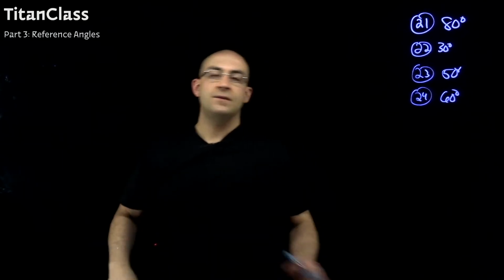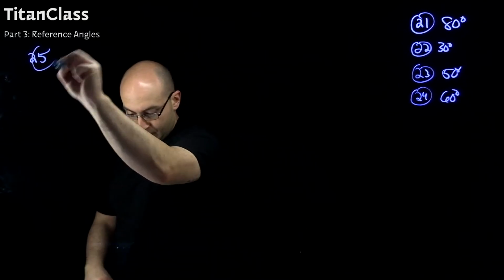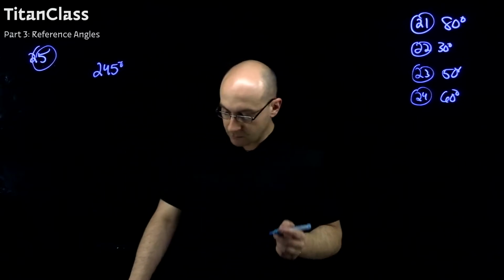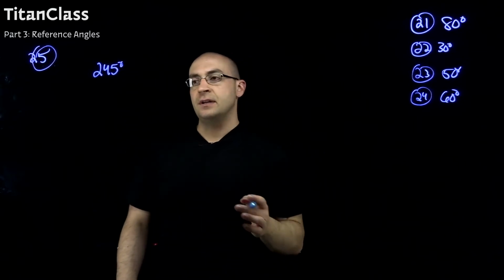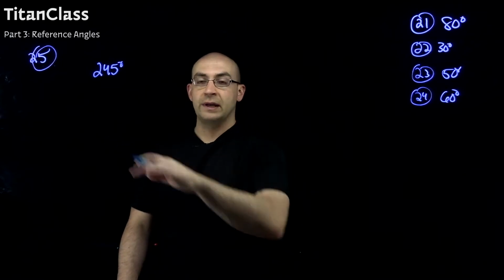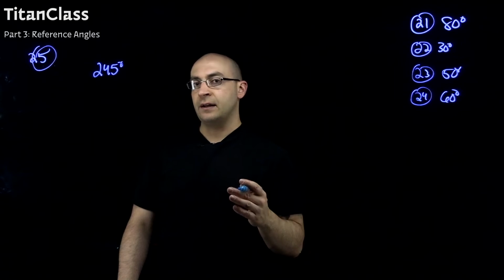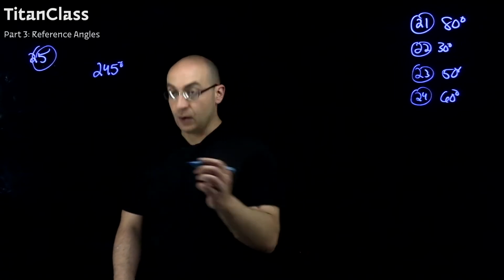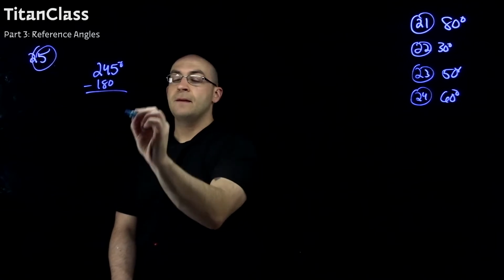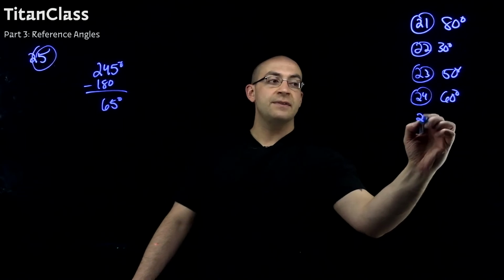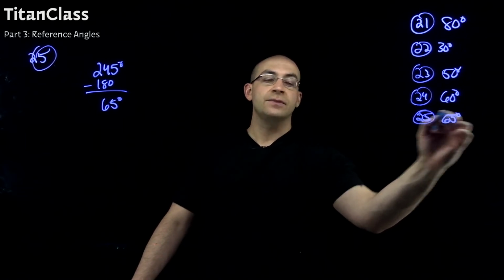Okay, 25, 245 degrees. Well, 245 degrees is not close to 360, but it's certainly more than 180. If it's more than 180 and it's not exactly 360, I can just subtract out my 180s, which leaves me with 65 degrees, which is the answer. 65 degrees is the reference angle for that.